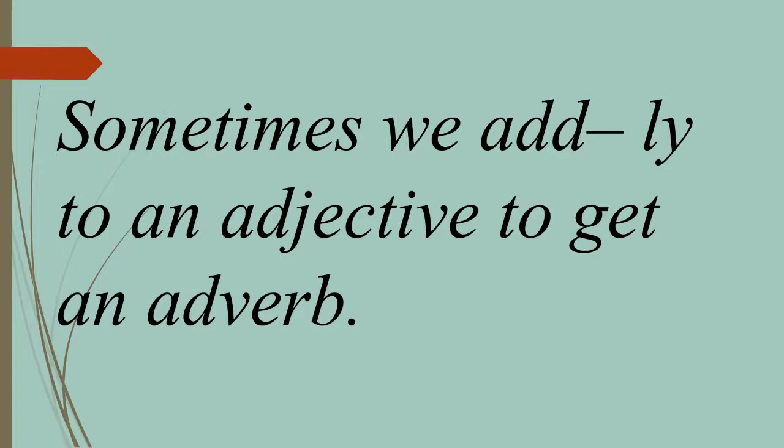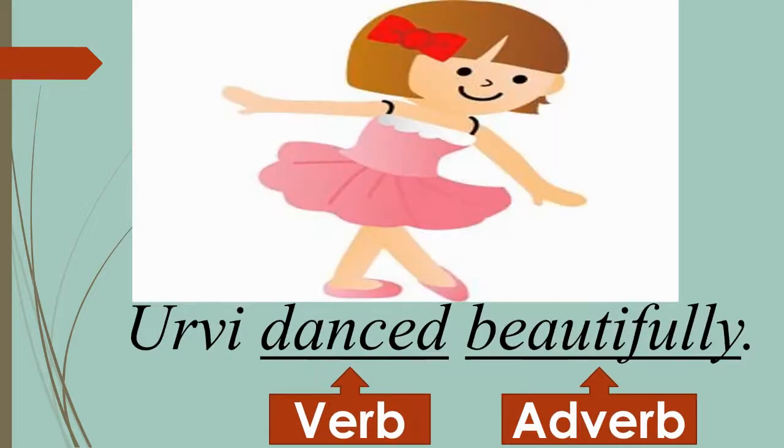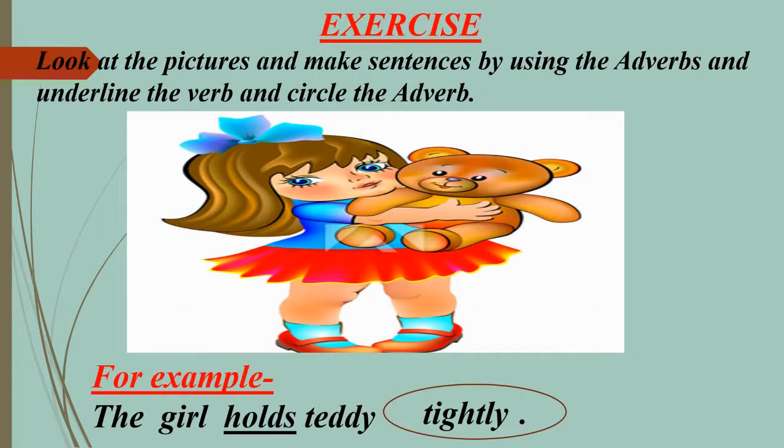Sometimes we add ly to an adjective to get an adverb. And the example is, Pia dresses elegantly. Here, elegantly, an adverb, describes the verb dresses. Children, let's see one more example. Urvi danced beautifully. Here, danced is a verb, that is an action word, and the word beautifully is describing the word danced. So, the word beautifully is an adverb as it is describing or giving more information about the verb danced. Now, it's exercise time.